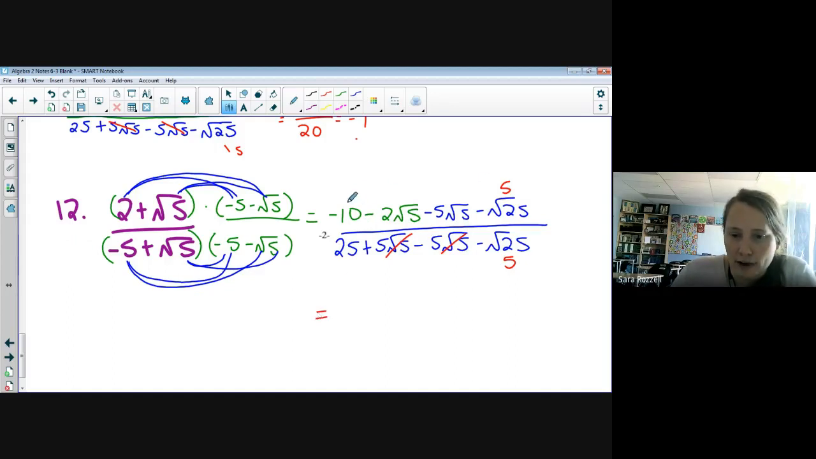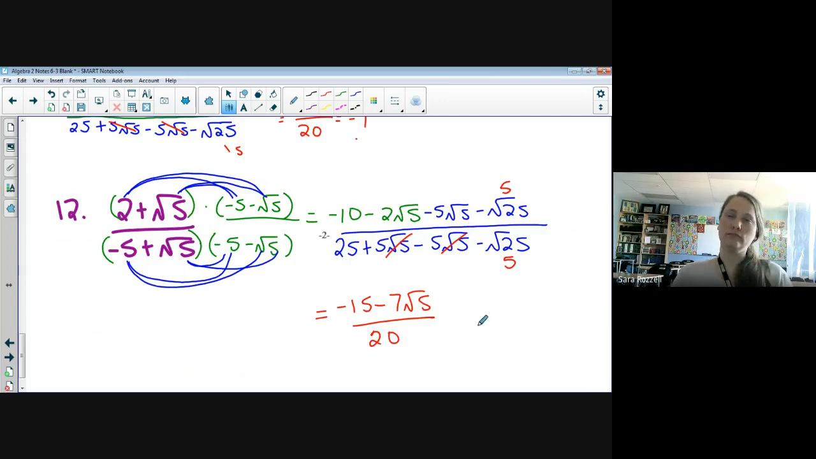So now I can combine everything and write it together. Negative 10 minus 5 is negative 15. Negative 2 root 5 and negative 5 root 5 is how many root 5s? 2 and 5 make 7. And on the bottom, I've got 25 minus 5, which is 20. Okay, and occasionally you might have a number that goes into all 3 of these. This number here, here, and here, in which case it would be simplified, but we didn't in these.